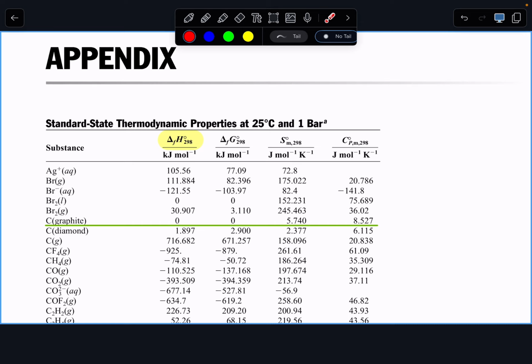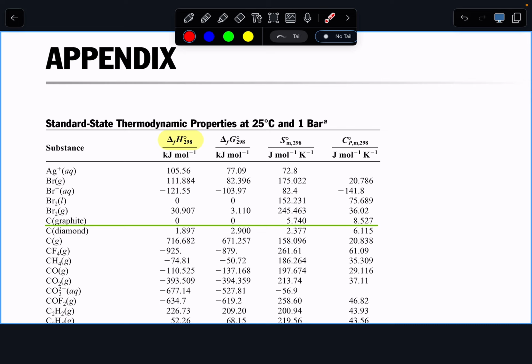Or the other way to put it is, looking at this table, whenever you see a 0, that tells you what's the standard state of that element. So one of the questions I might be asking you is, what is the standard state for bromine, right? And you can search for it. Okay, so that's Br2 liquid. Just different ways we can ask the same question.